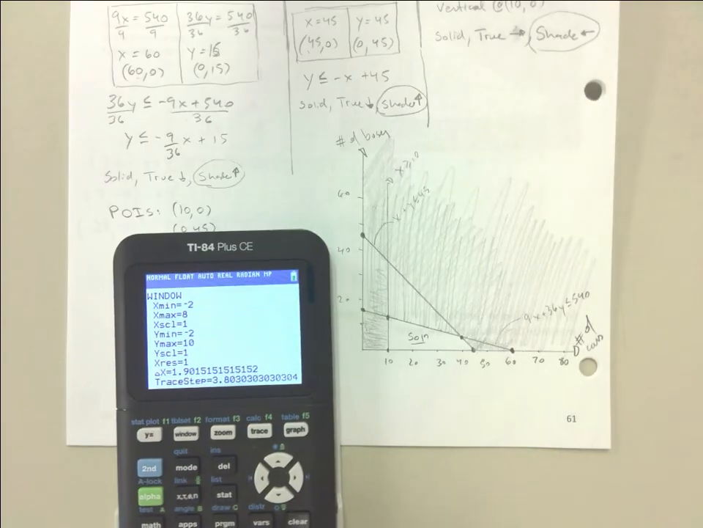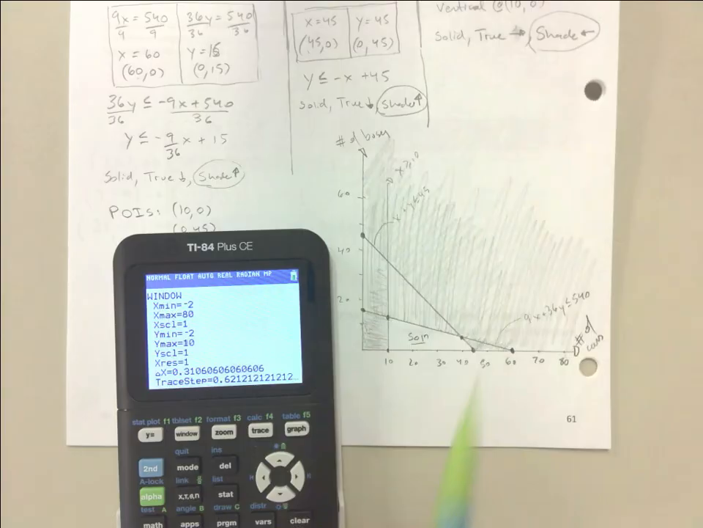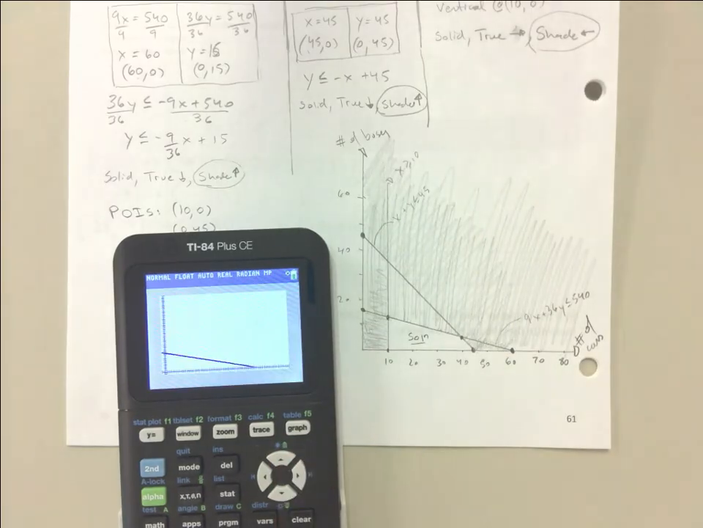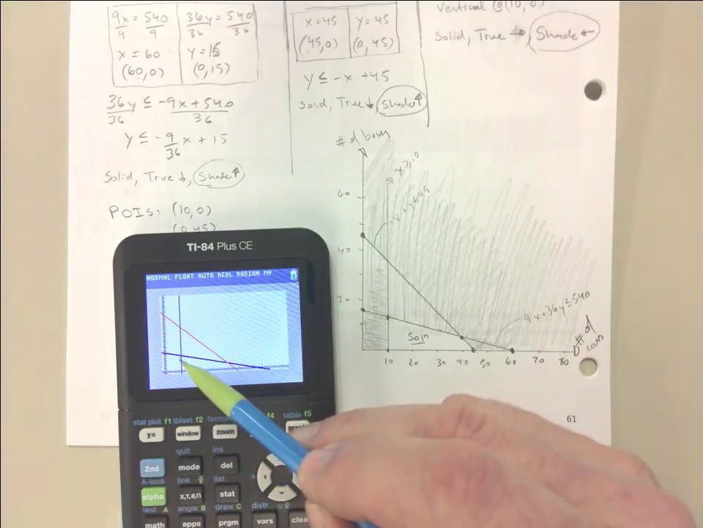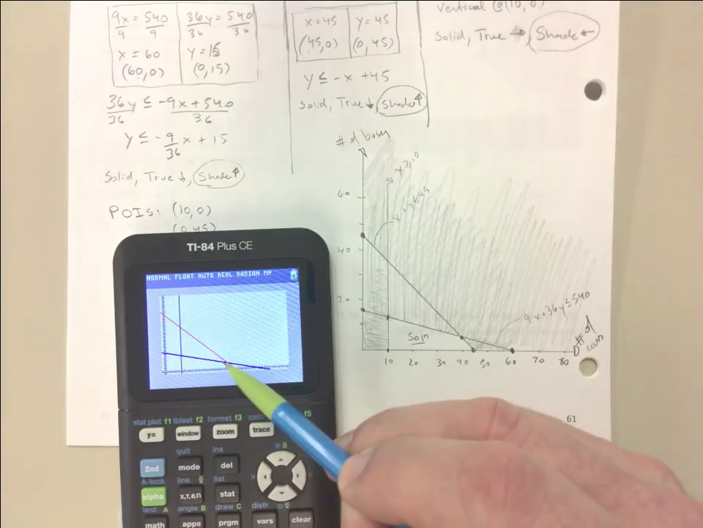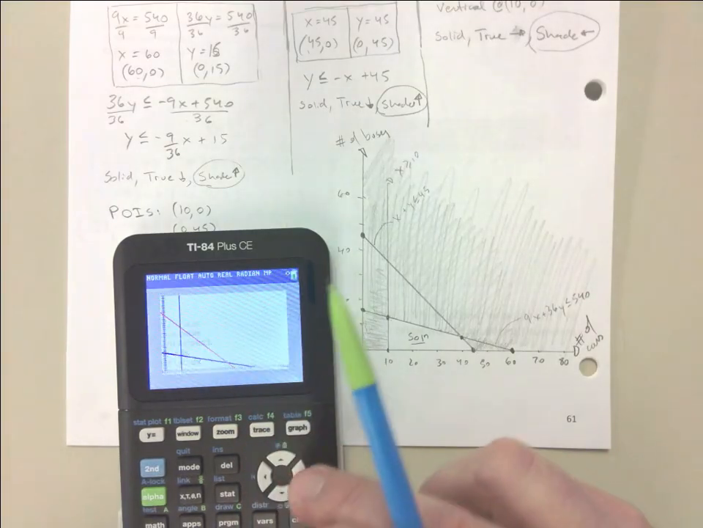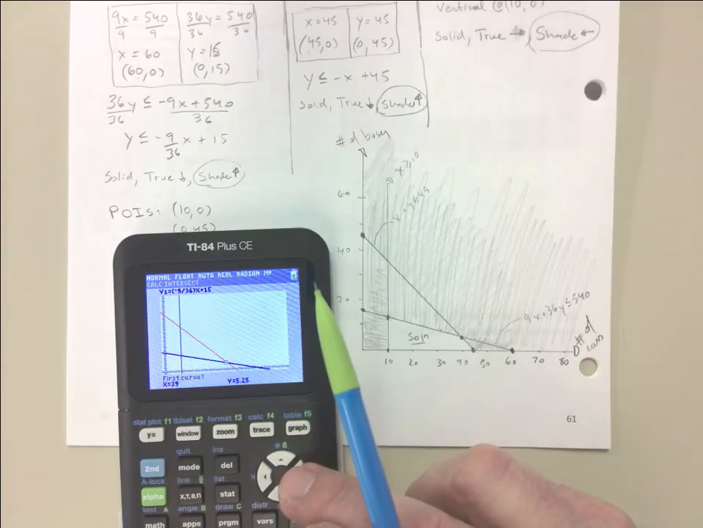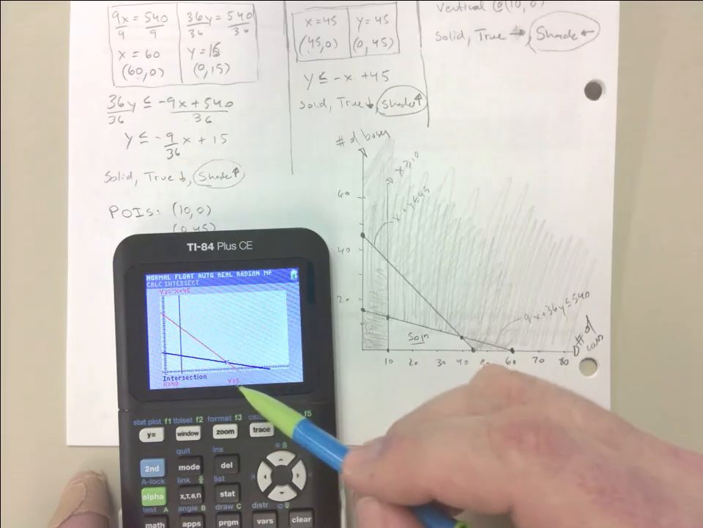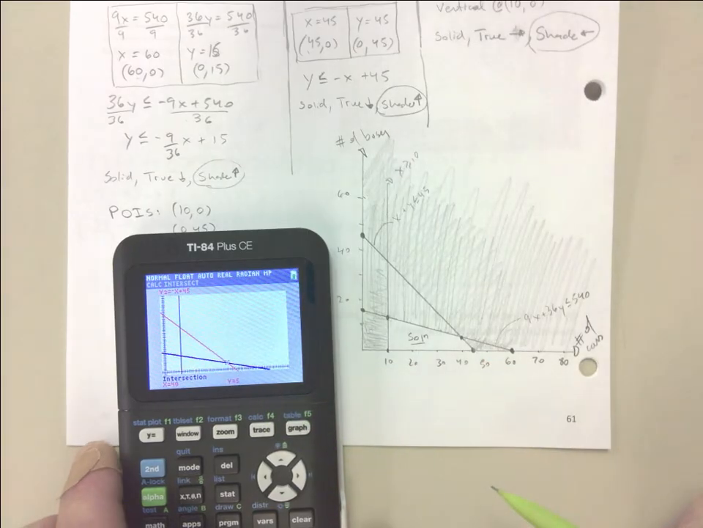So my x max for my graph is 80. My y max in here is 60. And so there you have your graphs. And we want those 2 points right there. Between the red and the blue, let's find that one first. I'm on the blue, hit enter. I'm on the red, hit enter. Enter one more time. 40 and 5. Okay.